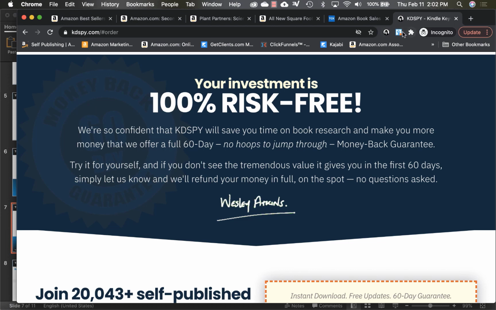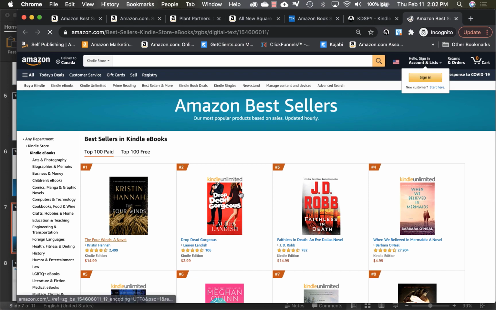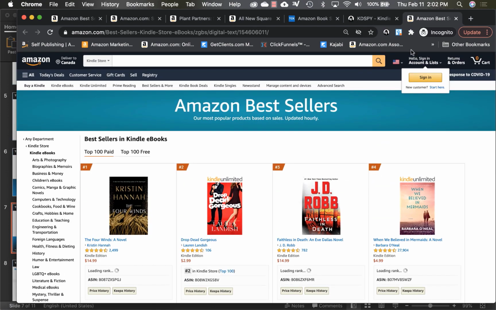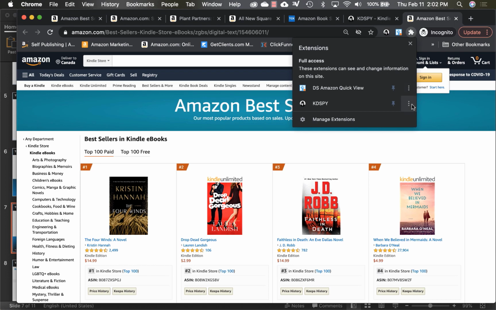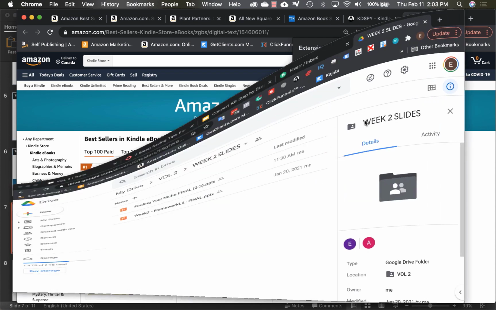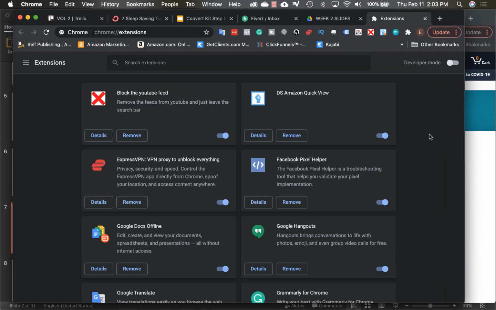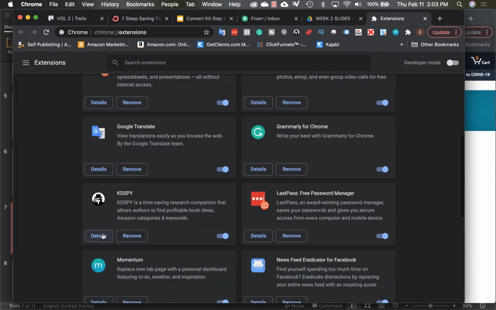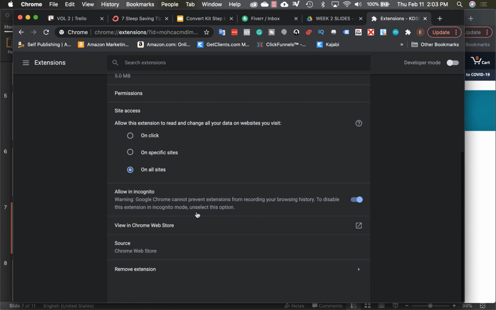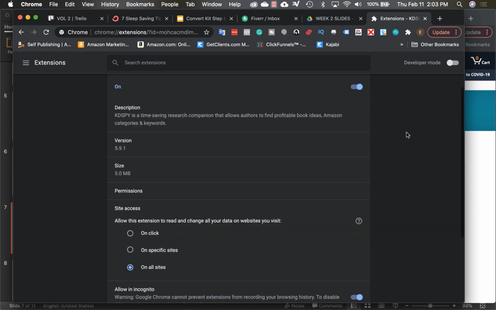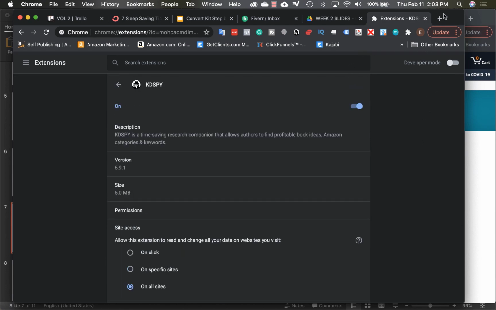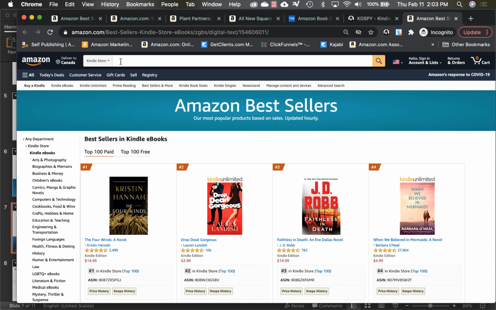And it's a Google plugin, so it's going to go right up here. When you download it, you can click it. It's also going to bring you to the Amazon bestsellers list, so a nice little shortcut right there. Now, you need to make sure it's running in your incognito browser. So you're going to go to manage extensions once you've turned it on, and find KD Spy. Go down here to allow in incognito, and just turn that on. Make sure that is on so you can use it while you're browsing incognito. And that is that.